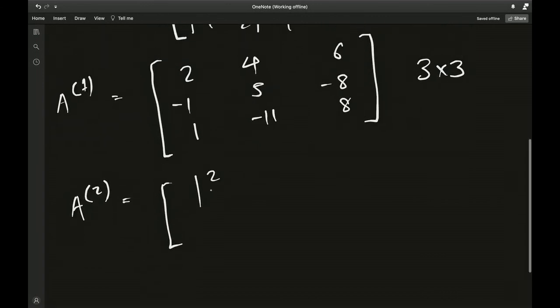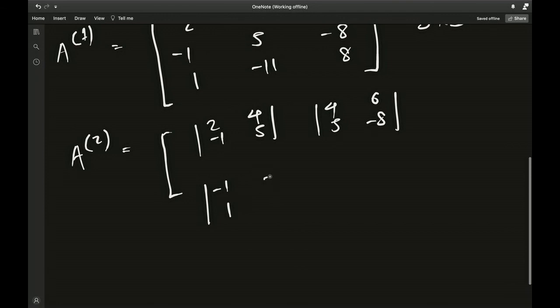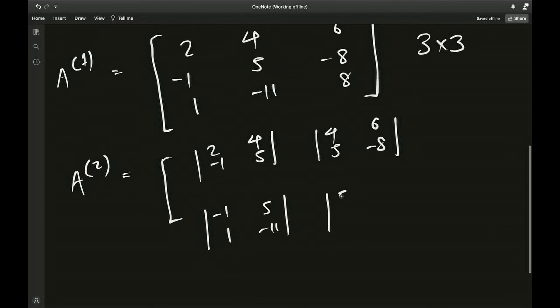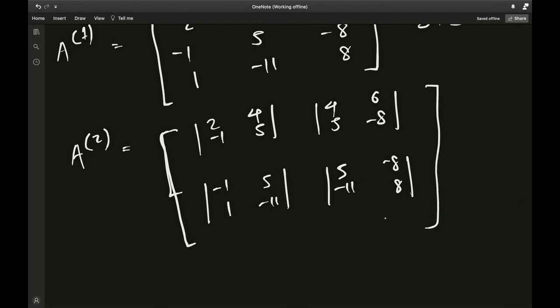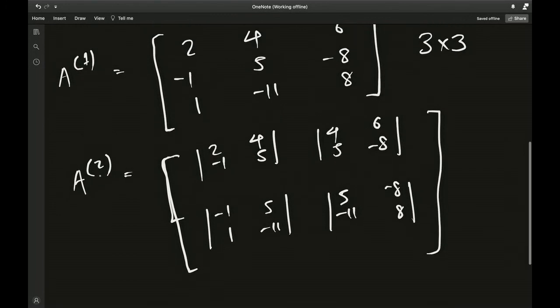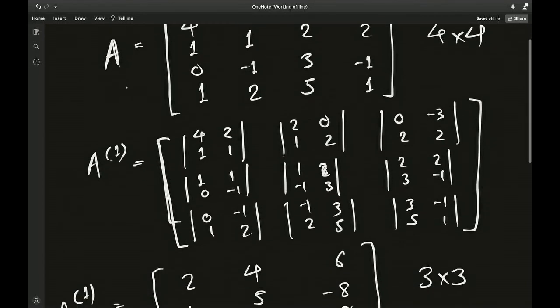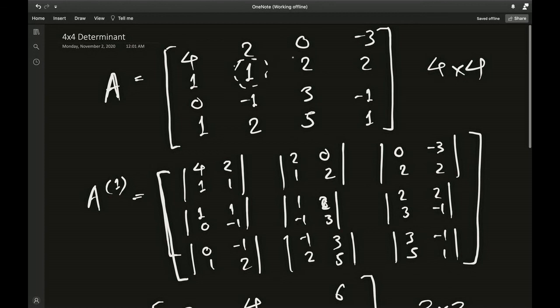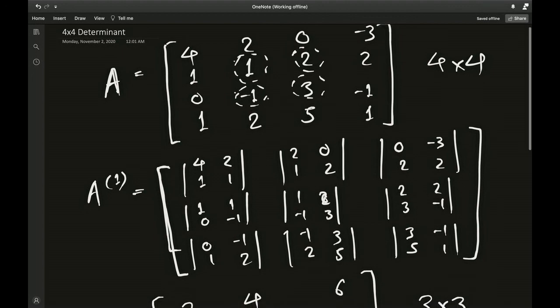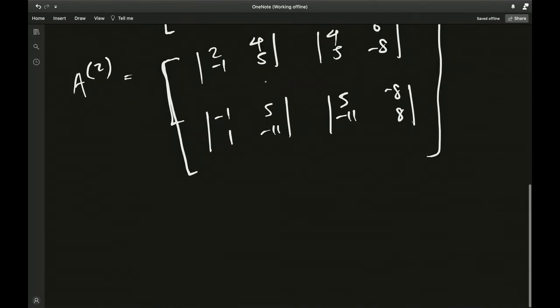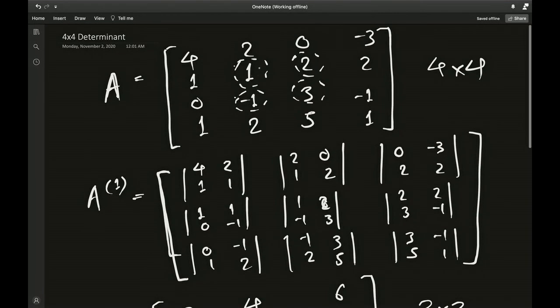You can notice that 2, negative 1, 4, 5, 4, 5, 6, negative 8, negative 1, 1, 5, negative 11. 5, negative 11, negative 8, 8. But now we need to divide by the interior elements from 2 steps earlier. So 2 steps before step 2 was step 0, which is the original matrix itself. And the interior elements, note, I'm going to circle them, are 1, 2, negative 1, and 3. So 4 interior elements, and we divide each of these groupings consecutively by their respective interior elements.